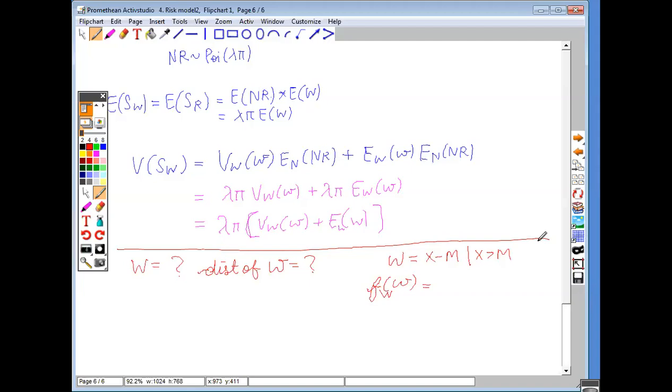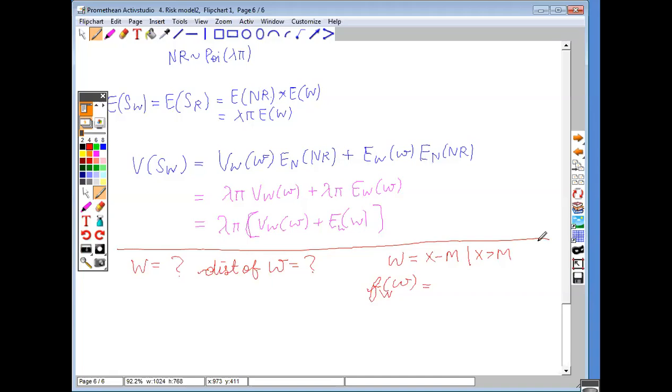Ma'am, what I know is it's the conditional distribution of Z given X is greater than M. Right? And what is my Z? Z is just X minus M, right? Yes. So remember, when we derived the distribution of W, we did a lot of steps, and at the end we said that it really seems intuitive.